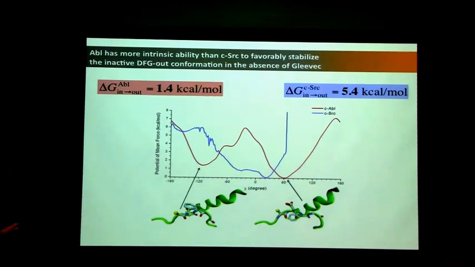And actually some people did some metadynamics using, I believe, the Amber force field. So it's a different method, different force field. It was published, and they also got about 5 kcal per mole for that DFG flip. So this seems to be a pretty robust outcome for this calculation. So indeed, there is a conformational selection for the DFG.